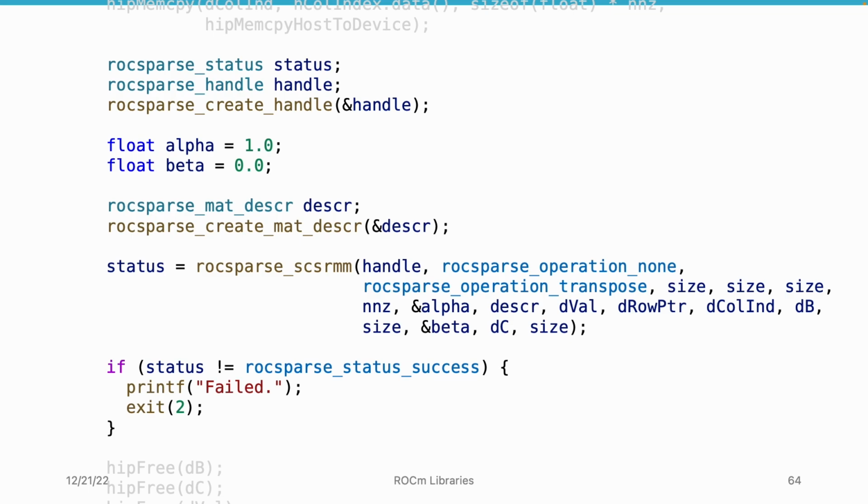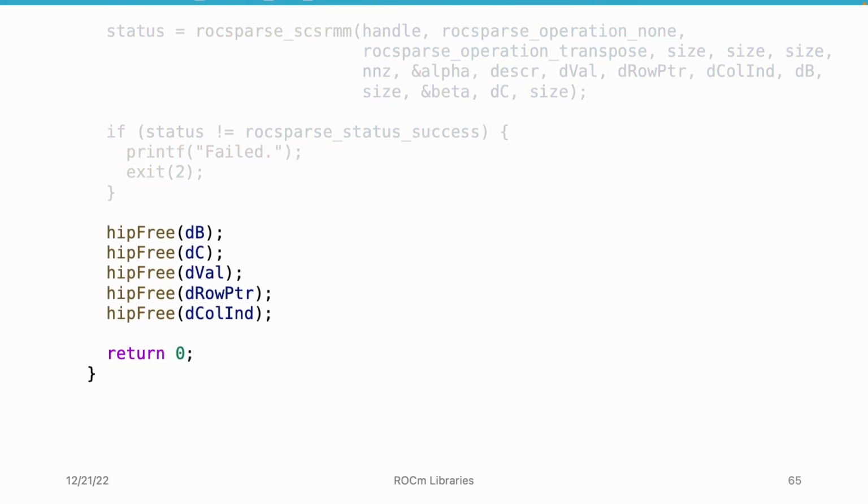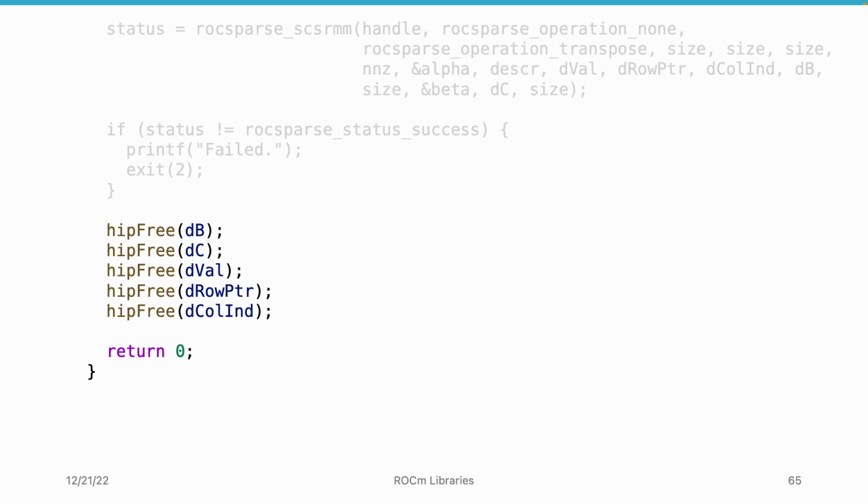And finally, we check the status. We want to make sure this program runs properly. And at the end, we free up all the memory that we have allocated. We use rocSPARSE because we expect it can deliver higher performance for sparse matrices.